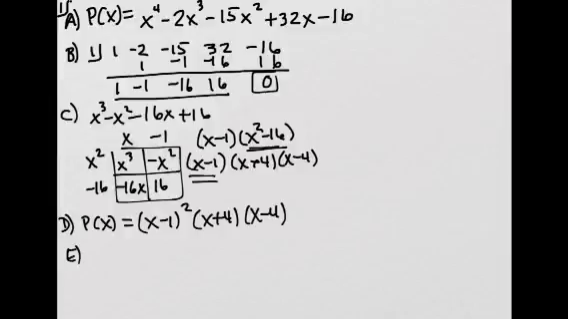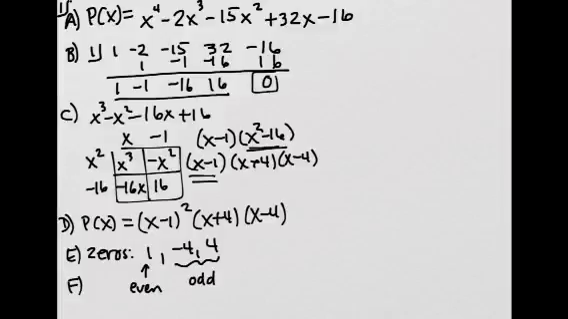For letter E, they want you to find the zeros. So the zeros would be 1, negative 4, and 4. For F, they want you to give the multiplicity of the zeros. So I'll just put it underneath the zeros. So this one is even, and the multiplicity of these two is odd. Okay, so that we know that this one's going to be tangent, and then these are going to cross when we graph them.